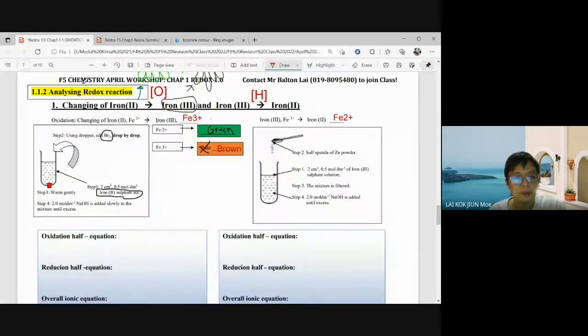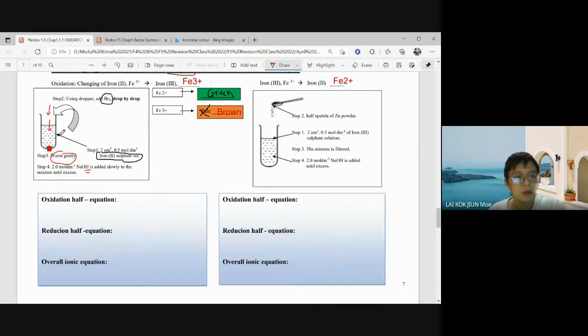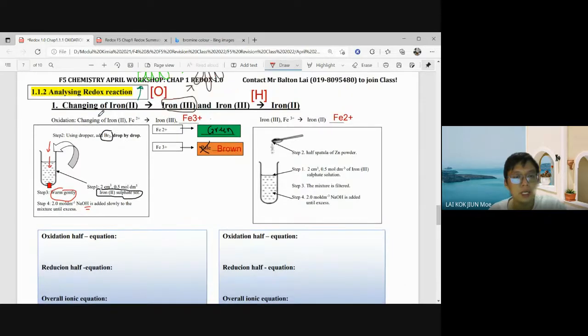So if you put the bromine in, then you warm it gently. After that you will test with NaOH. This is the salt test. You learned it in Form 4 already, right? Actually we want to know whether the change of Fe2+ happens or not. Can 2+ change to 3+? Amy, do you think it can happen?